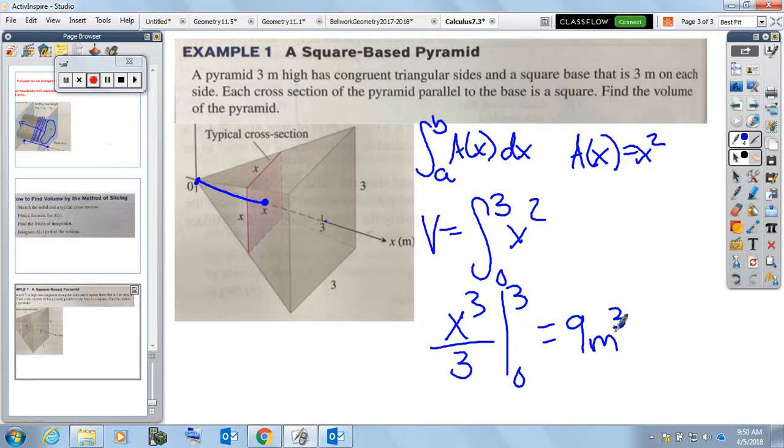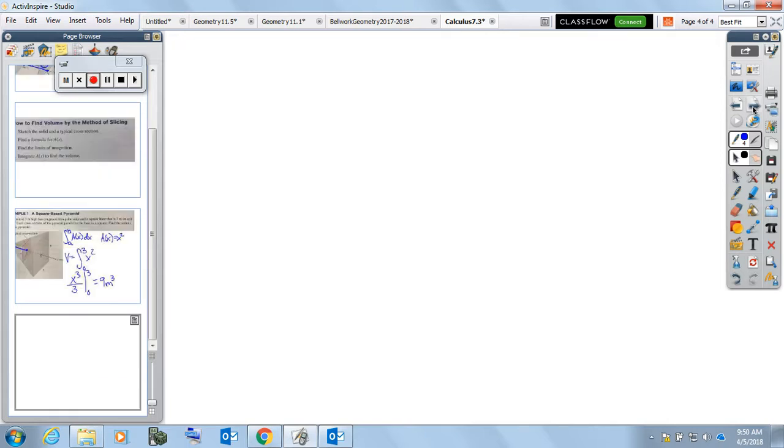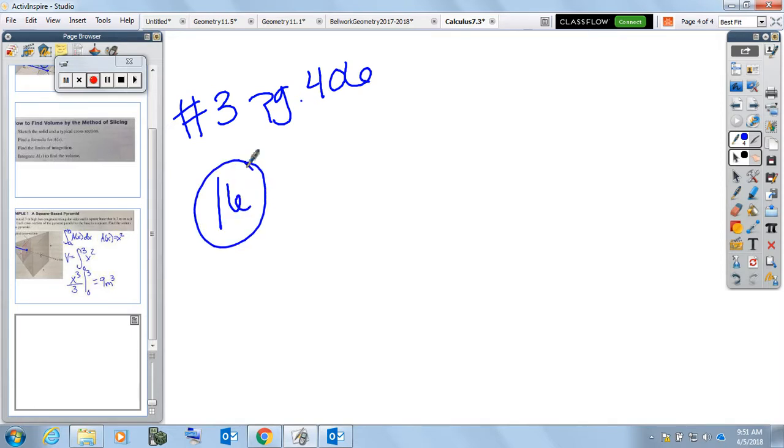All right, so what I want you guys to do is give a shot of one on your own. It's actually going to end up being number 3 in your book, on page 406, and you hopefully will end up seeing that your answer will be 16 in the end. All right, so give that one a shot, and then we're off to the next one.